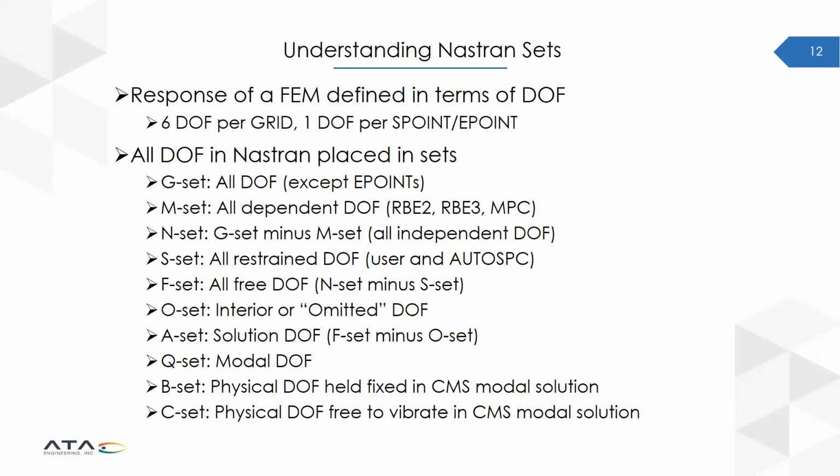So the G set is all DOFs minus E points. The M set is all dependent DOF, so RBEs and multi-point constraints. The N set is independent DOF, so this is all the G set minus the M set essentially. And then those are the other sets, the S set, F set. I won't go into detail too much, but I have this here as a reference for you, because there's a lot of different sets going on, and just to make sure you have an idea of what these are and which ones are important.